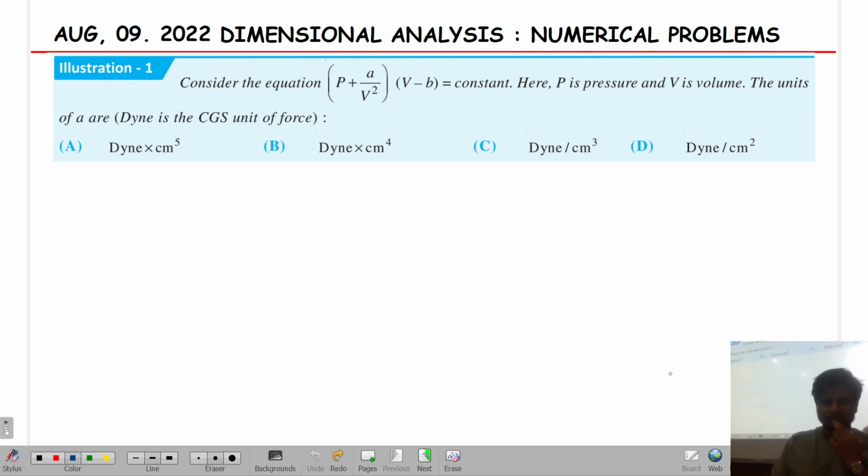First question. Consider the equation (P plus A by V square)(V minus B) is equal to constant. Here P is a pressure, V is a volume. The units of A are in terms of dyne and centimeter. Think.